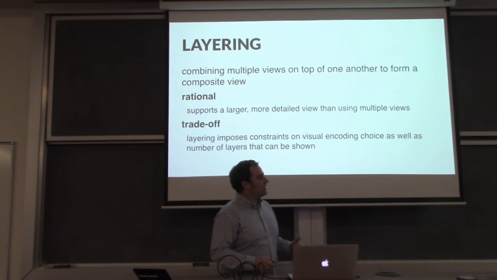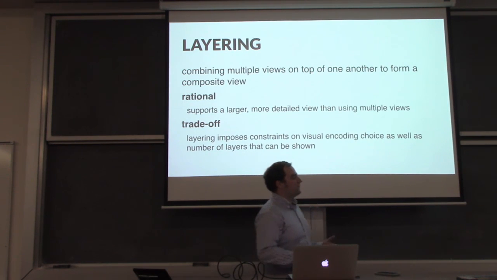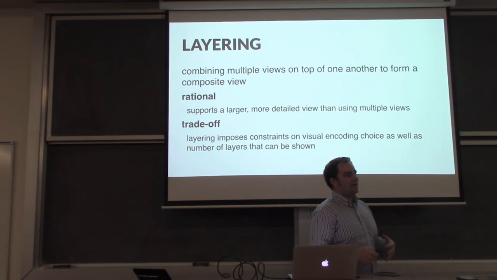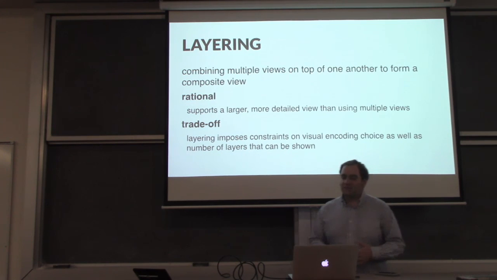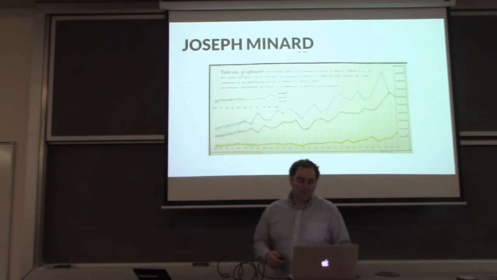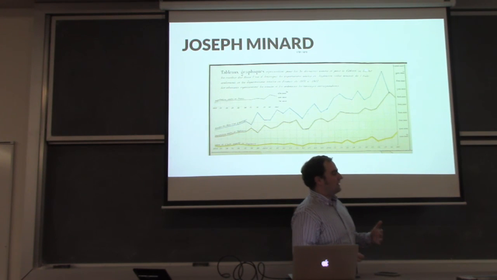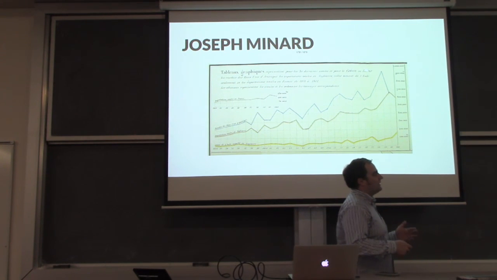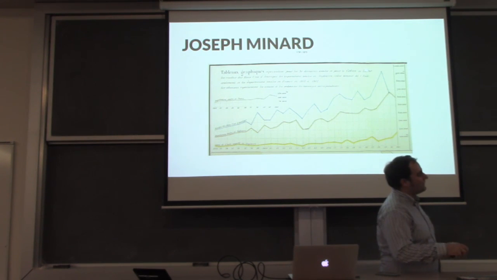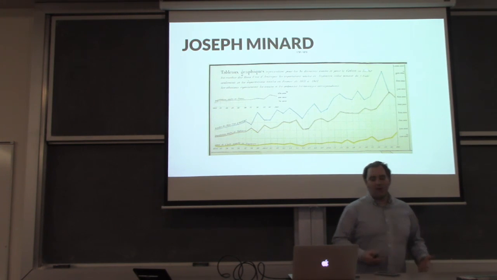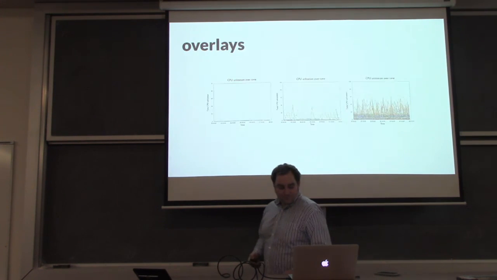However, we have this trade-off that it imposes constraints on the visual encoding choice. So we cannot layer everything on top of each other. And of course, it is also limited with respect to the layers. One very simple example here is we have 3 different layers in a line chart. So we show simply 3 lines. And as long as you use the same scale, that is a very obvious and very simple example.